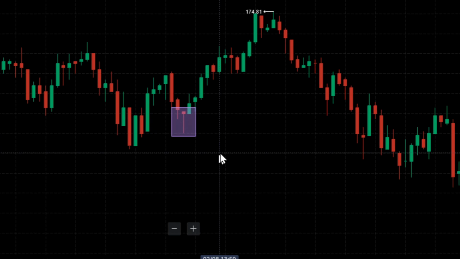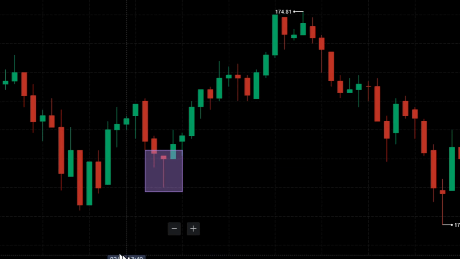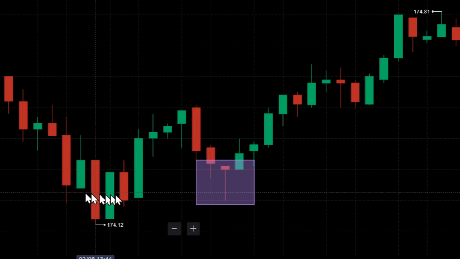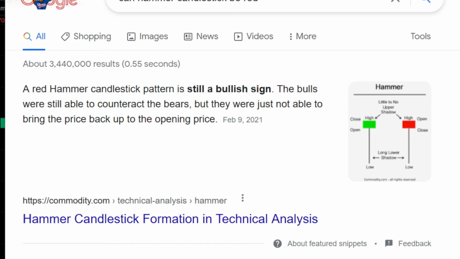Let's see. And so, oh yes, I wanted to bring this one up because it is red. A red hammer candlestick pattern is still a bullish sign. The bulls were still able to counteract the bears. They were just not able to bring the closing price up to the opening price.